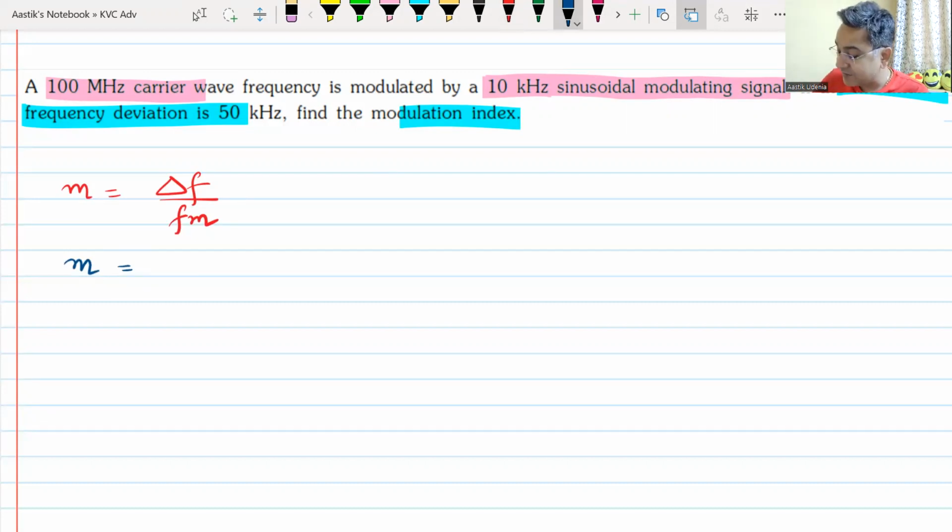What is the maximum deviation? It is 50 kilohertz, yes or no? Yes, sir. And the modulating signal is 10 kilohertz, so the answer would be 5. Do we understand this? Yes, sir. Everyone understands this? Yes, sir. I'll give you a minute to note it down.